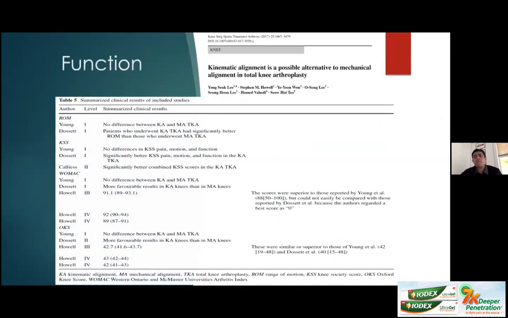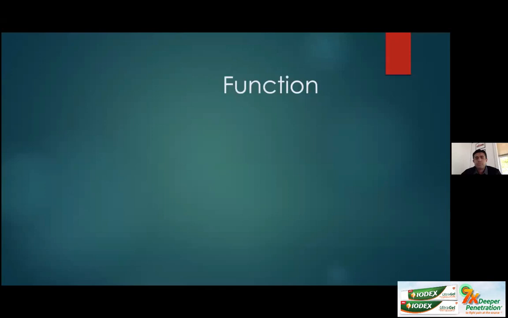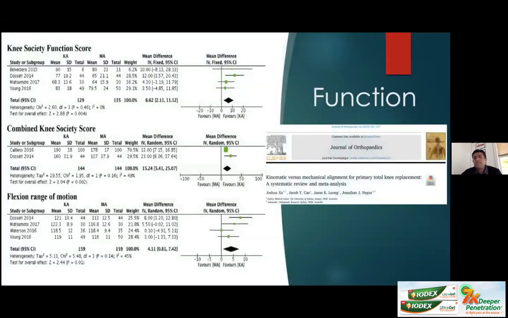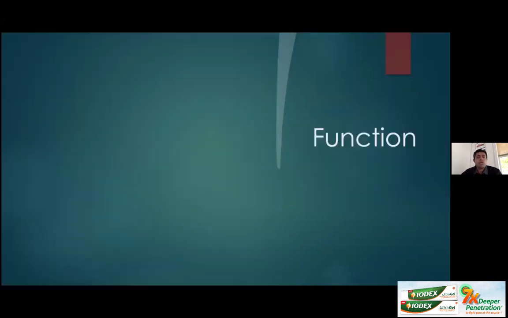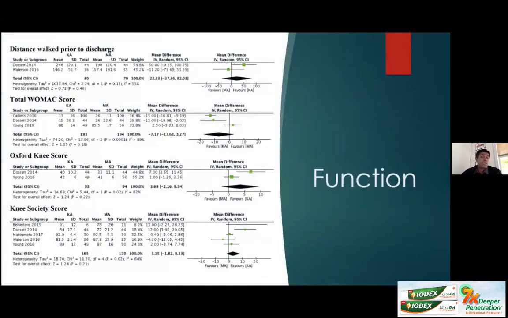This is a paper from South Korea, which again found absolutely no difference in function between kinematic and mechanically aligned knees with various different functional scores. And finally, this is a meta-analysis and a systematic review, again looking at those forest plots. There is some benefit in doing kinematically aligned knees when it comes to functional scores. People seem to have higher functional scores and range of motion for some of those scores.